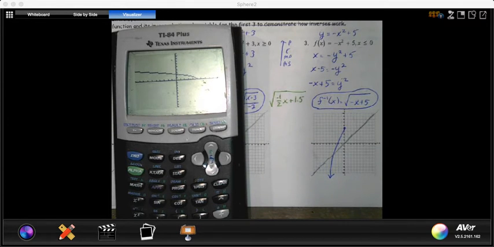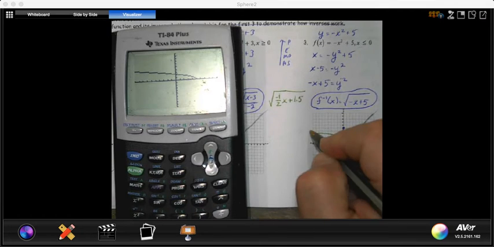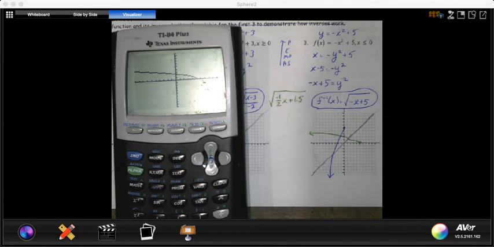All right, so there's that guy. And we have it at 5 to the right. 1, 2, 3, 4, 5. And it goes through negative 2. 2 here. And tails off.